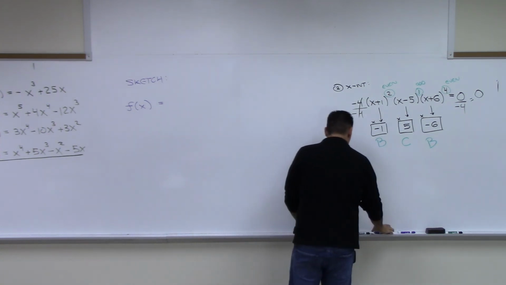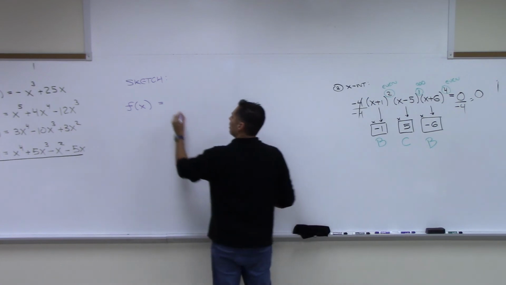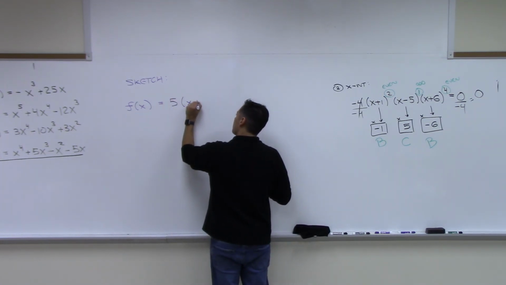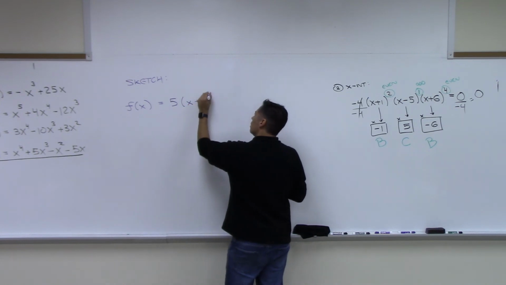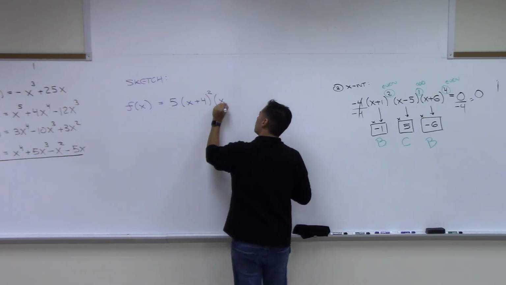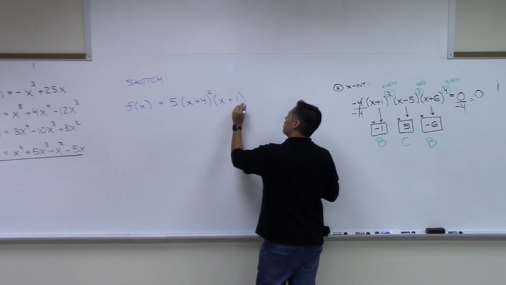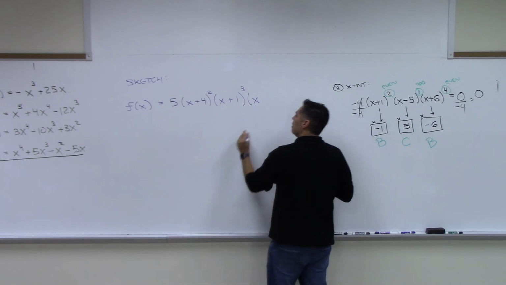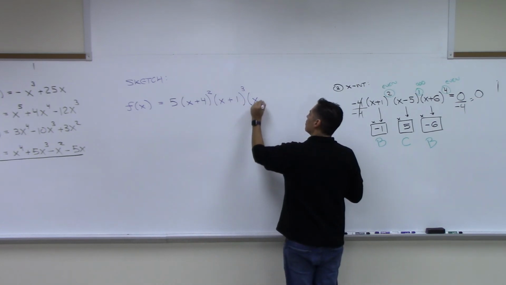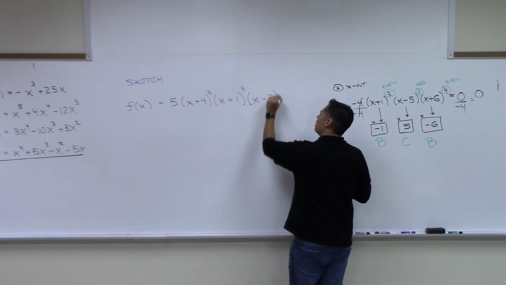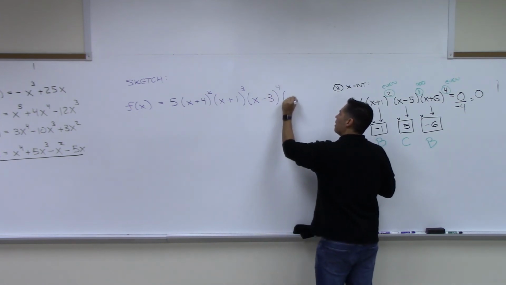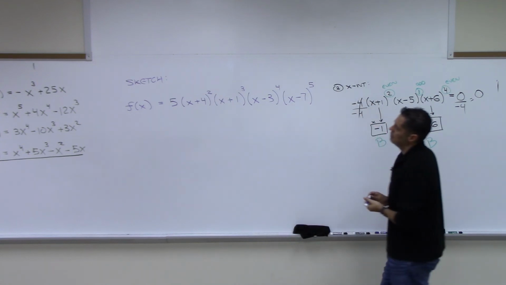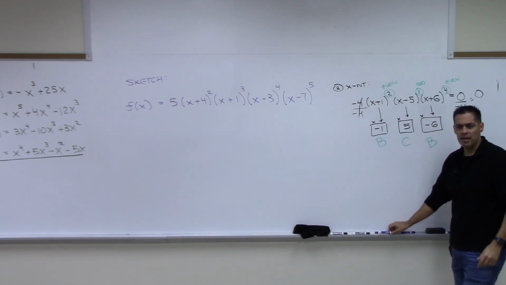So how about this? I want you to sketch 5x plus 4 squared, x plus 1 cubed, x minus 3 to the 4th, x minus 7 to the 5th. See if you can sketch that.